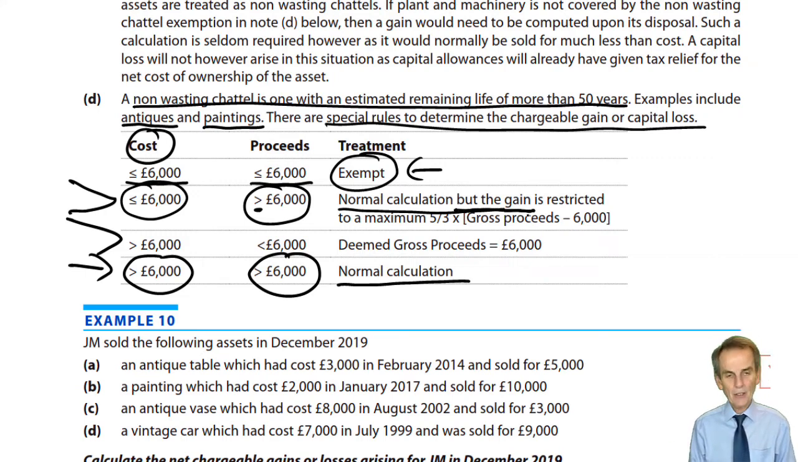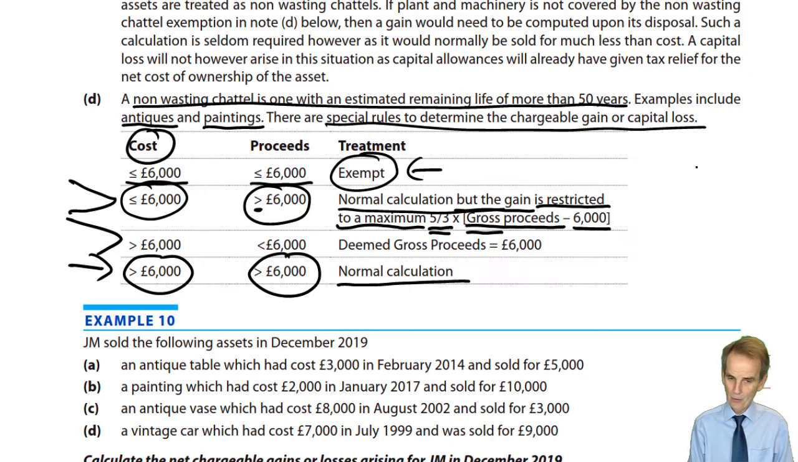But because the cost is less than £6,000, we now have a restriction on what we call the maximum gain. We do a maximum gain calculation. And if this figure is less than the actual gain, then that is the figure to use. The gain is restricted to a maximum of, here's your maximum gain calculation. The numbers you pick up from the question, the gross proceeds, again, before deduction of selling expenses, minus the 6,000 chattel exemption limit. So you're simply looking by how much your gross proceeds exceed the 6,000 chattel exemption limit. And then you apply to that a fraction.